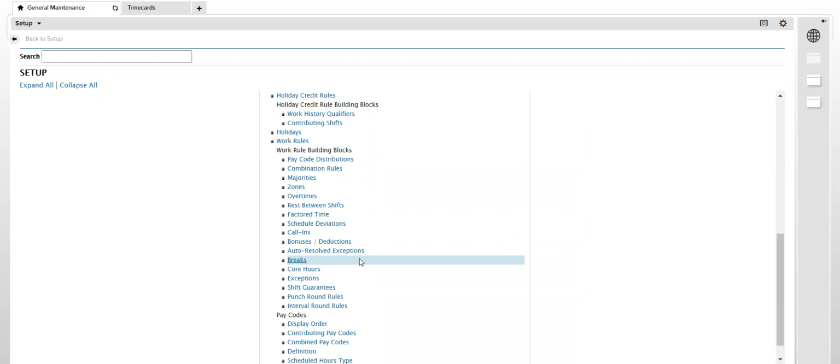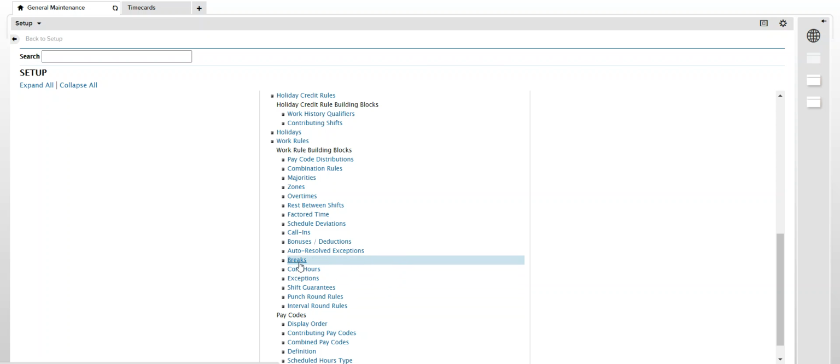So on Day 4, we've seen core hours and exceptions. Prior to that, we've seen shift guarantee, punch run rules, interval run rules, and all of these are connected to the breaks in some way or the other. So I would recommend you to also watch the other videos, and you can see the link to the playlist in the description as well.